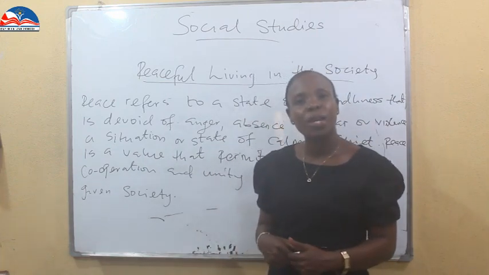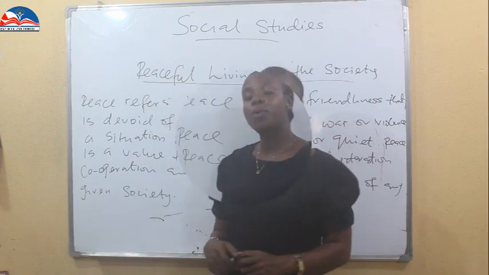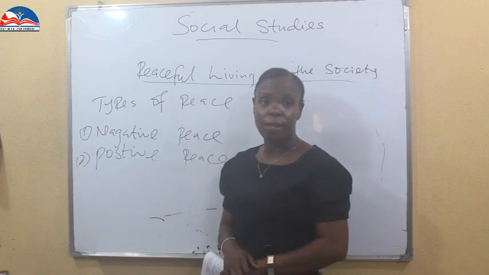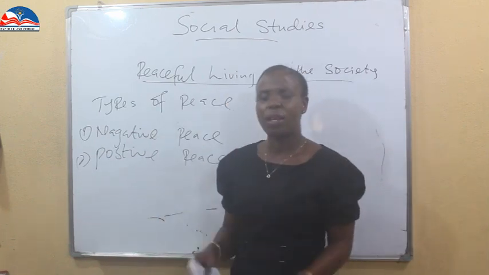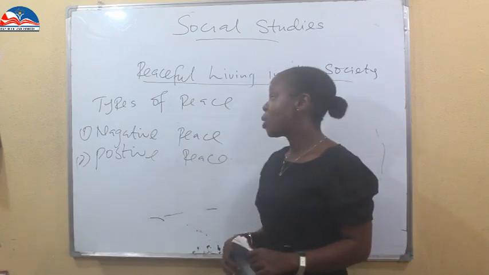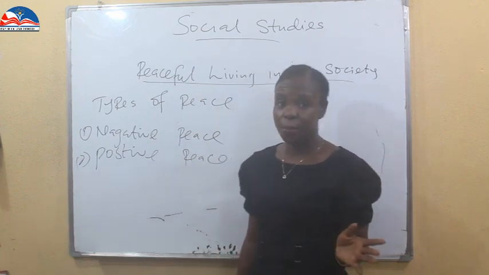What are the types of peace that can exist? The next point under peaceful living is types of peace. Peace can be achieved in different ways. What are the various ways peace can be achieved? We're going to look at two ways: the positive peace and the negative peace.